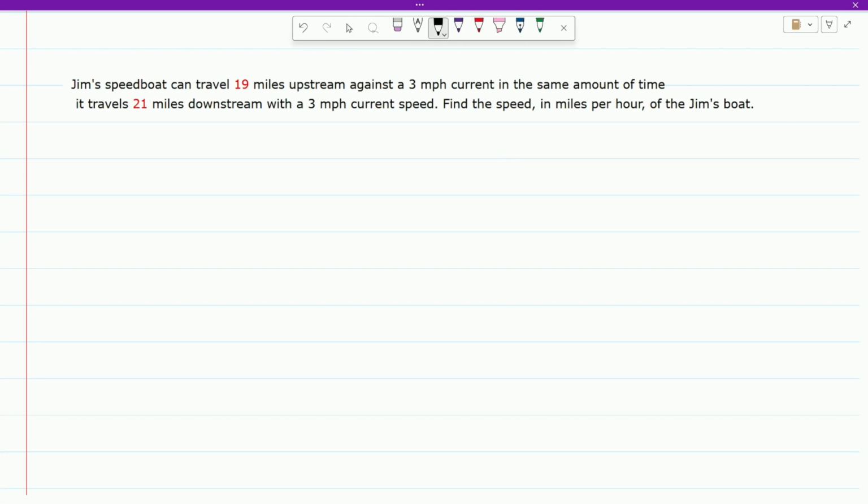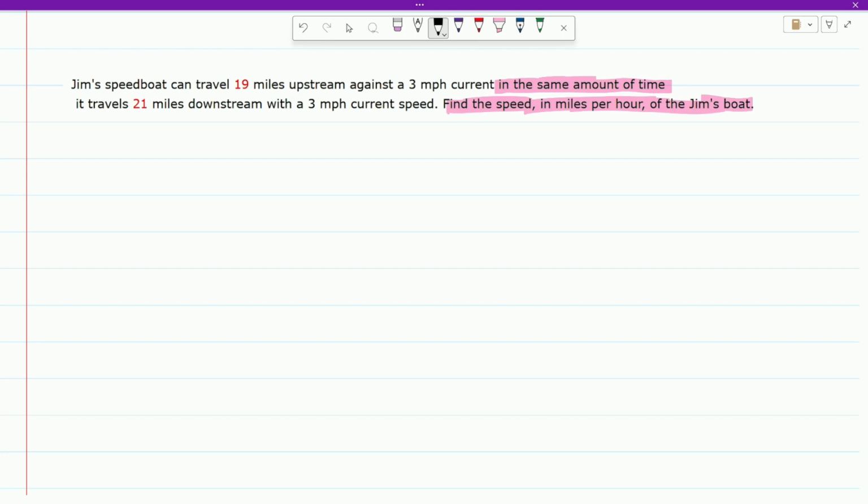Okay. So in this scenario, very similar question, except this time we're in a speedboat. Jim's speedboat can travel 19 miles upstream against a 3 mile per hour current in the same amount of time. That sounds familiar. It travels 21 miles downstream with a 3 mile per hour current. Find the speed in miles per hour. So we just want the speed of the boat. That's it. So if we remember the previous problem, we're going to set this one up the same way.